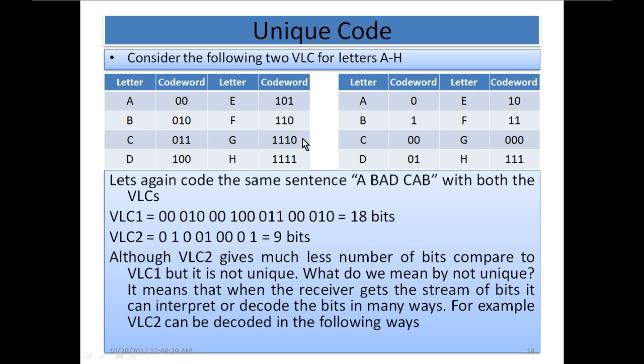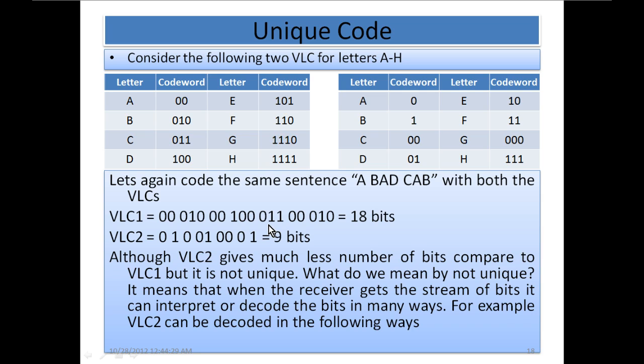Using this VLC1, we encode it and we get 18 bits over here. And using this variable length code, we encode the same word, a bad cab, and it can be represented by 9 bits. Although VLC2 gives much less number of bits compared to VLC1, it is not unique.